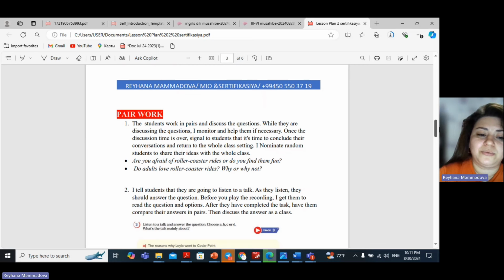My next task: I tell students that they are going to listen to a talk. As they listen, they should answer the question. Before you play the recording, get them to read the question and options. After they have completed the task, have them compare their answers in pairs, then discuss the answer, and they begin to discuss the answer as a class.